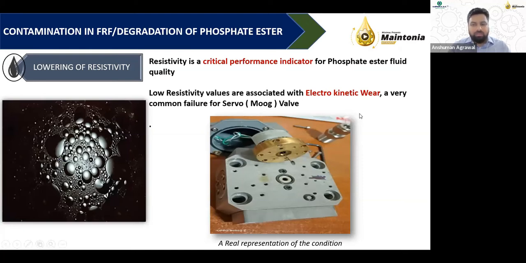And in the initial slides, we showed some pictures of the electrokinetic wear, how you can identify them in the valve spools. Because of the lower resistivity of the oil, which happens because of contaminants like acids and moisture in the oil, these valves would completely fail to perform. Trust me. In those circumstances, you would experience hunting of these valves, choked up valves, valve sluggish behavior, and your control system not operating.